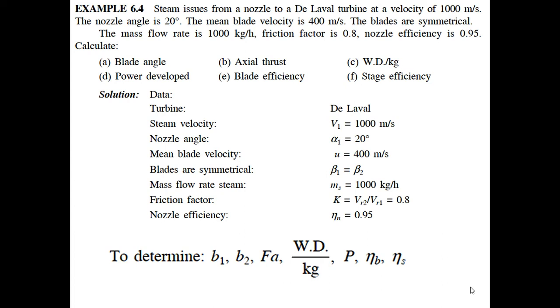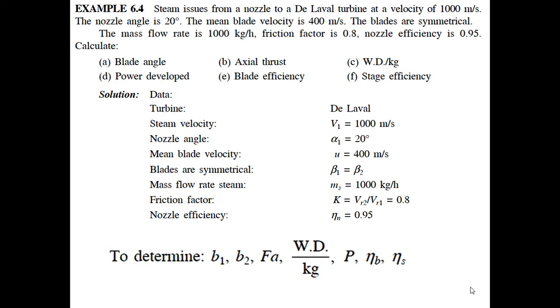So the V1 value is given. The nozzle angle is also given, 20 degrees. Blade velocity U is 400 meter per second. Take the same scale and convert that value into centimeters. The blades are symmetrical because it is an impulse turbine. If it is mentioned, you take it; otherwise, you find it by the graph. So blades are symmetric, beta 1 is equal to beta 2. The mass flow rate of the steam is also given, but here the value is very high: 1000 kg per hour of steam is flowing. It looks higher, but we are not considering kg per hour for power values and work done.